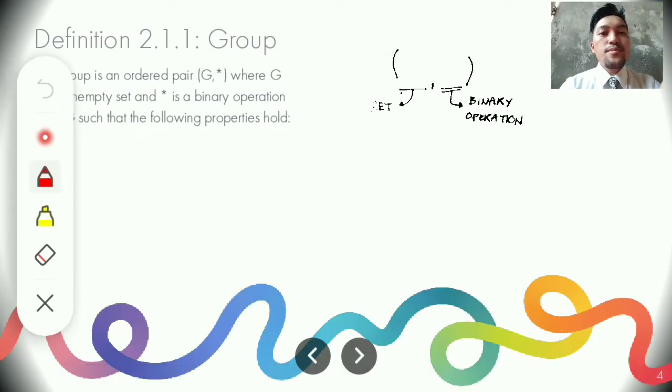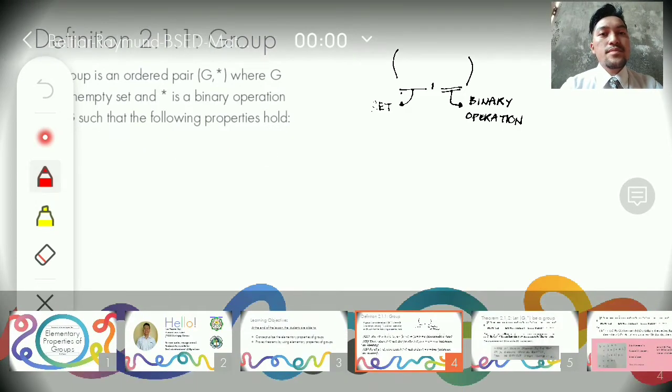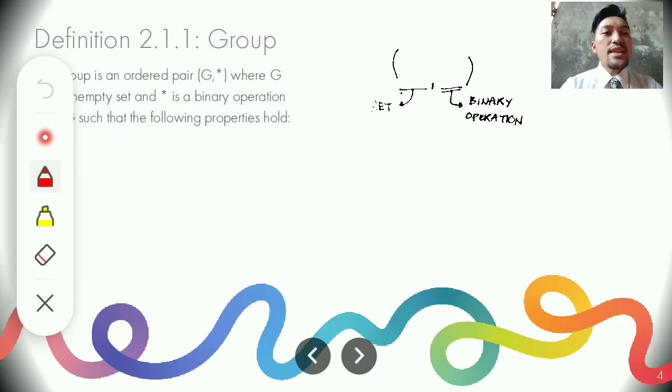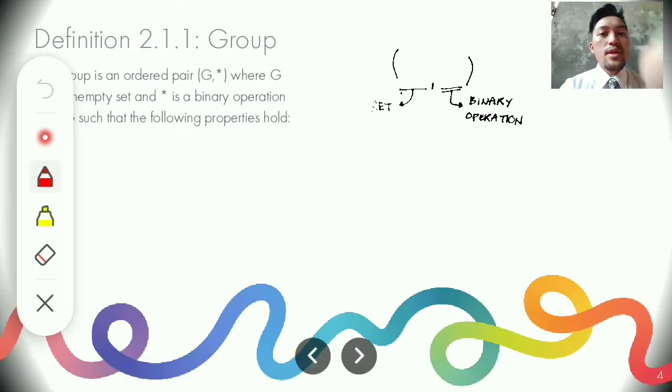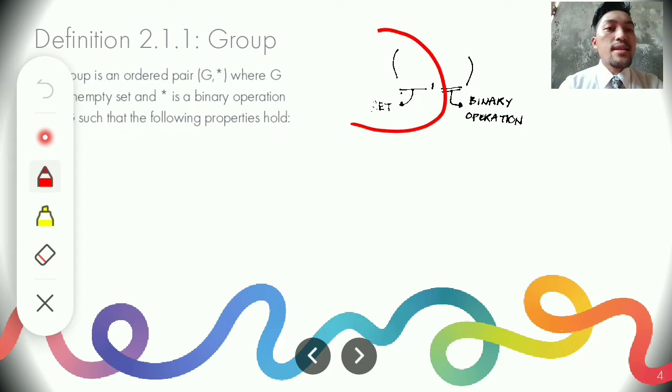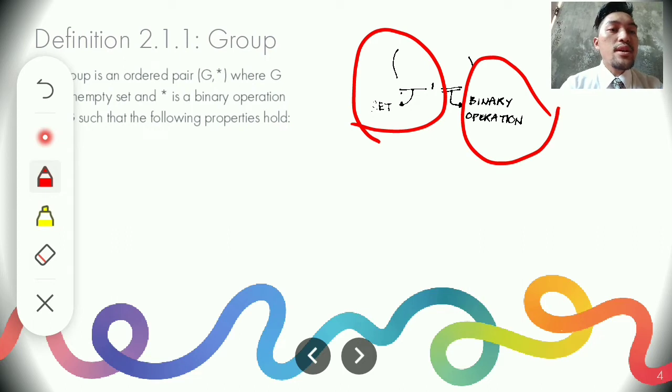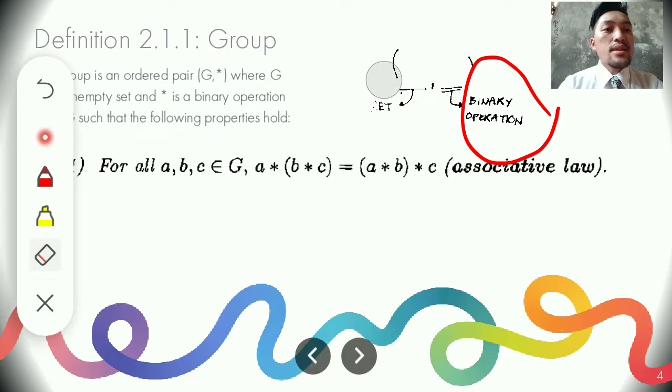So, a group consists of an ordered pair (G, star) where G is a non-empty set and star is a binary operation on G such that the following properties hold. Before we proceed with the properties, a group has an ordered pair. That ordered pair is composed of a set and a binary operation. We don't know yet what the operation will be. So in abstract algebra, we will be given an ordered pair like this one.